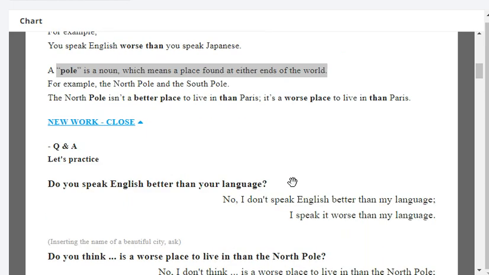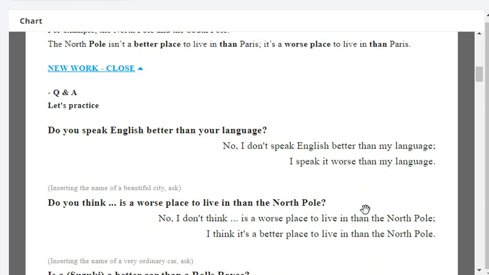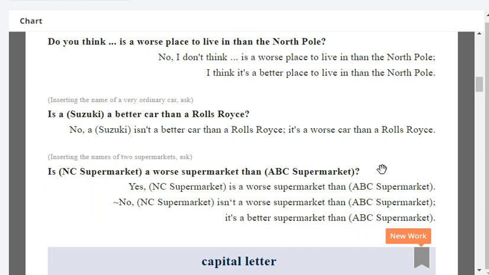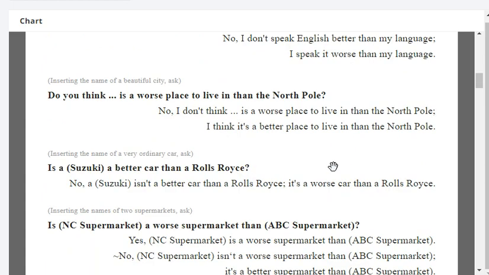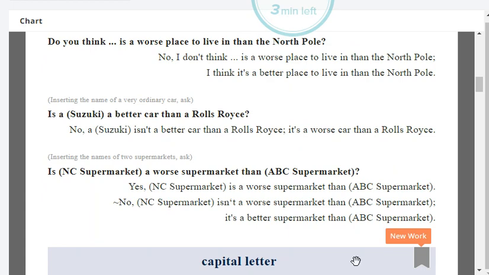Okay, let's practice. Do you speak English better than your language? No, I don't speak English better than my language. I speak it worse than my language. Very good. Do you think Tokyo is a worse place to live in than the North Pole? No, I don't think Tokyo is a worse place to live in than the North Pole. I think it's a better place to live in than the North Pole.